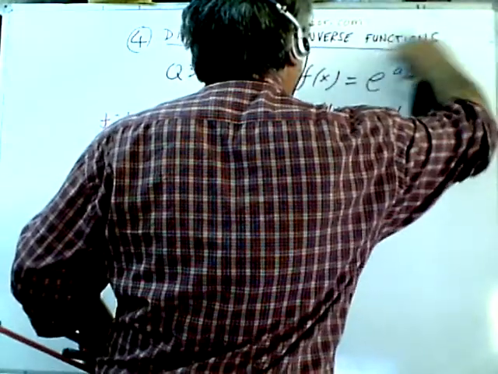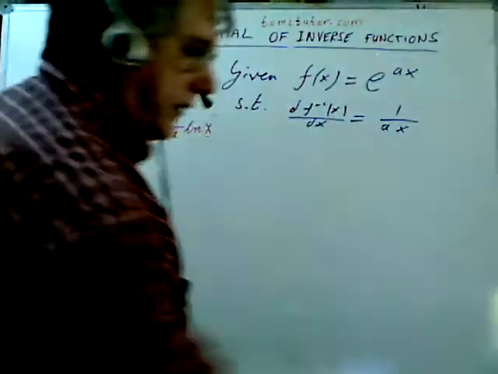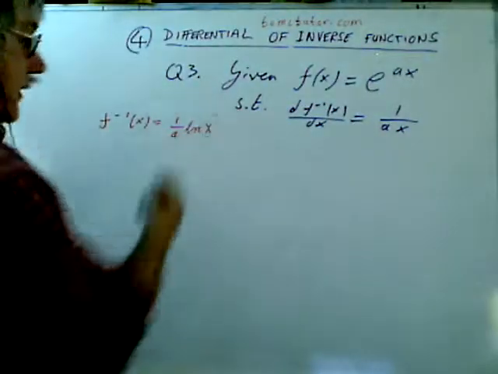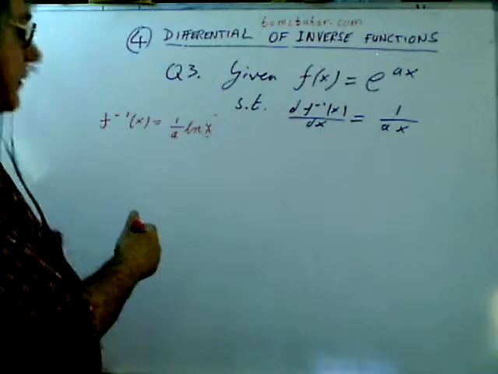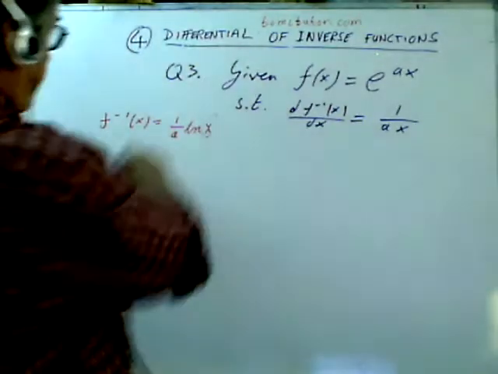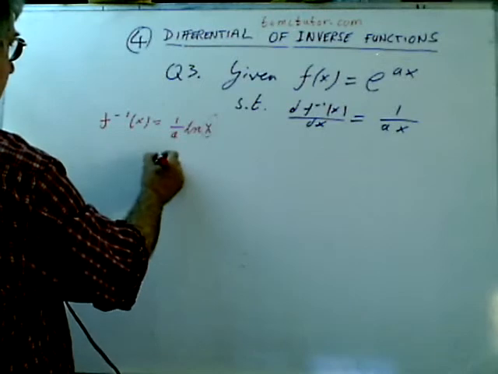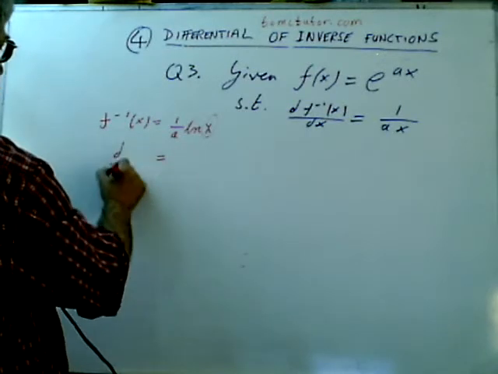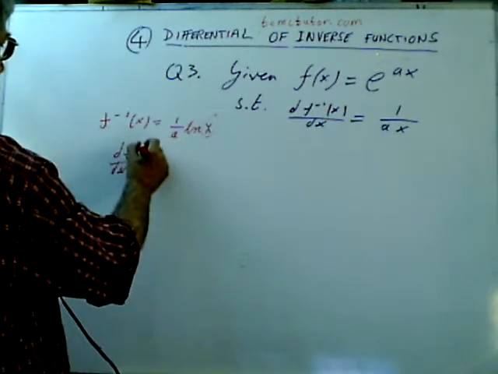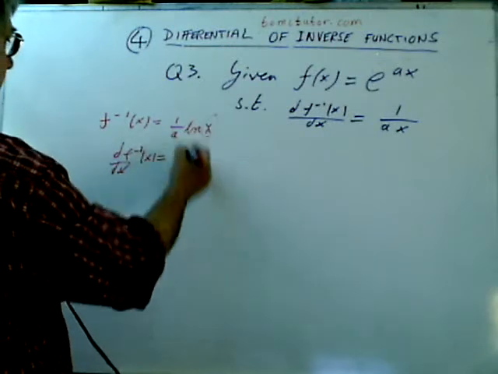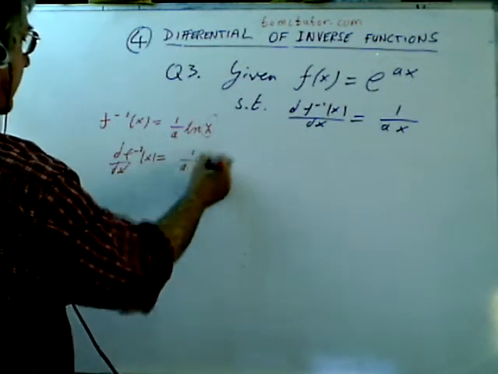So we have the ln here. So as in the previous example, question 2, why don't we just differentiate that? So the answer to the question, d/dx of f minus 1 of x, okay, is simply 1 over ax, and that's the answer.